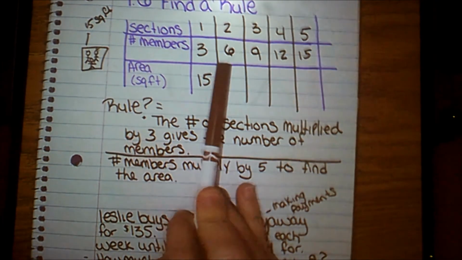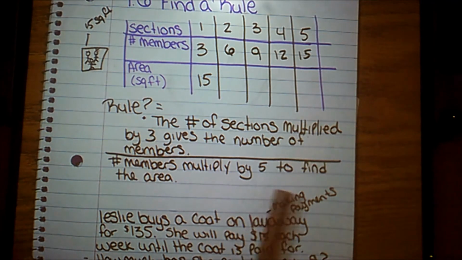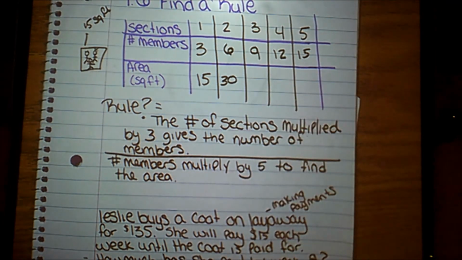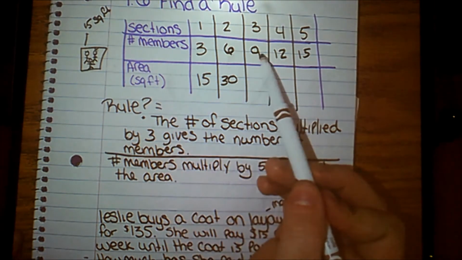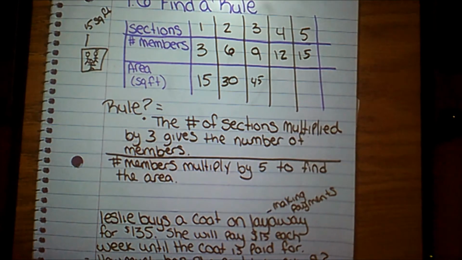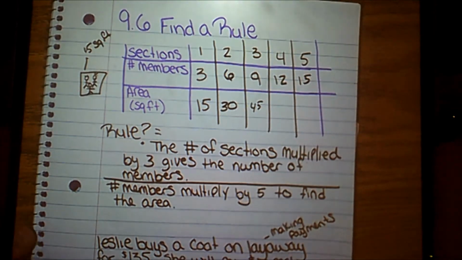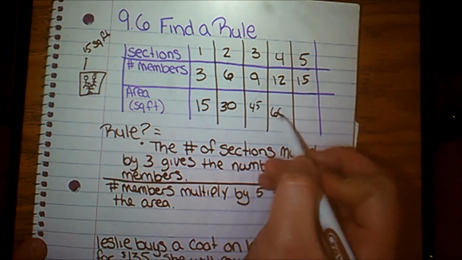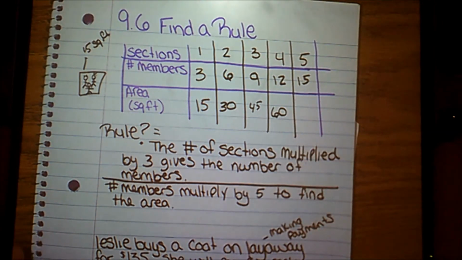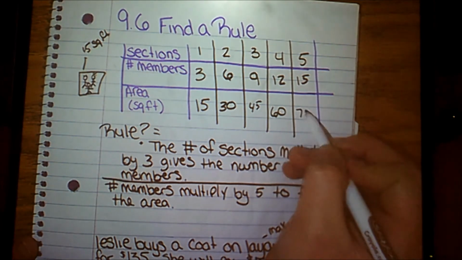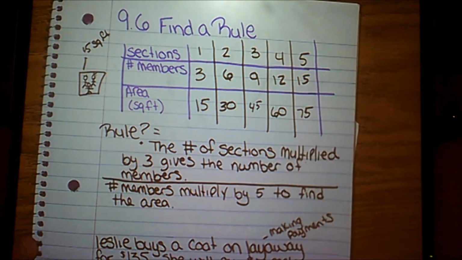So my number of members is 6. I multiply it by 5, it gives me 30 square feet. 9 members times 5 is 45 square feet. 12 members times 5 is 60 square feet. 15 times 5 is 75 square feet.